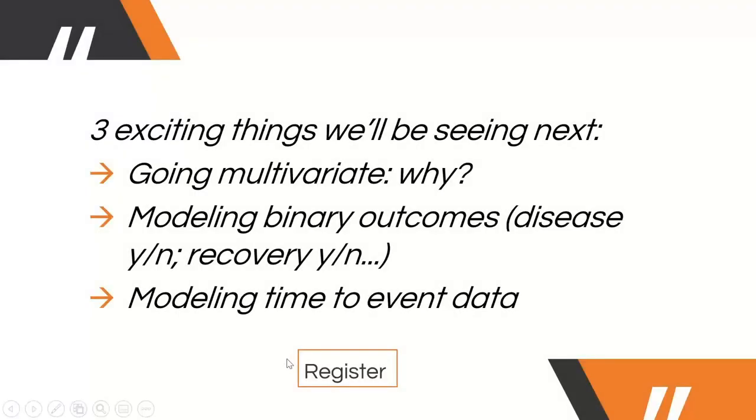What are we going to see tomorrow? Three exciting things we'll be seeing next. First, going multivariate. Why? We're going to investigate the effects of several independent variables on one specific variable. Why is it interesting to do so? Then we'll see a case of how to model binary outcomes using several independent variables. How to model, for instance, the disease, yes or no, the recovery, yes or no. Then, at last, we'll be investigating survival analysis or how to model time to event data.